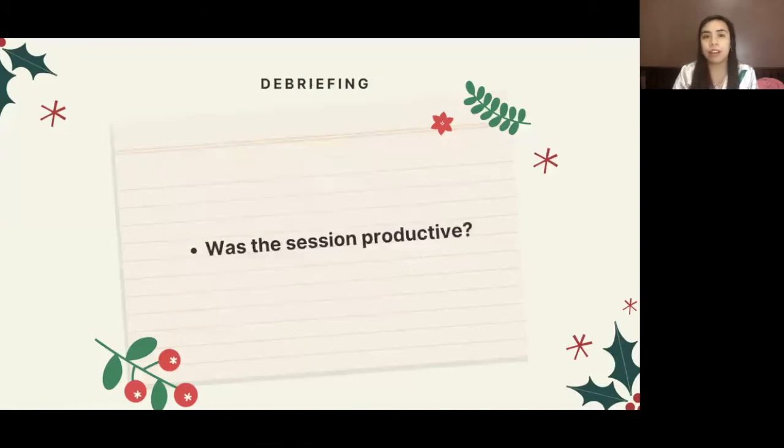So for debriefing naman, this is just a reflection for you at the end of the session, or when the doors close, na was the session productive? Were my goals during evaluation, and the information that I wanted to relay, relayed well? Do you think that the patient or the patient's family understood what you were trying to say?